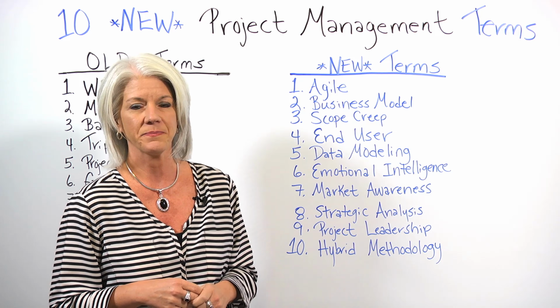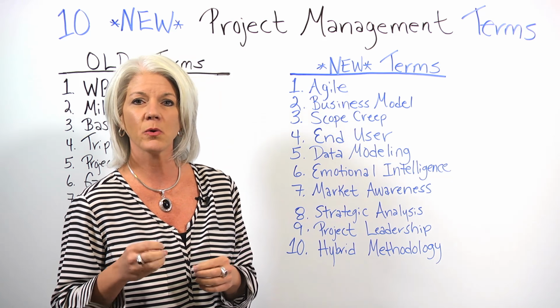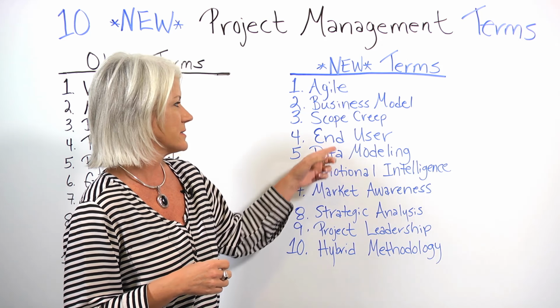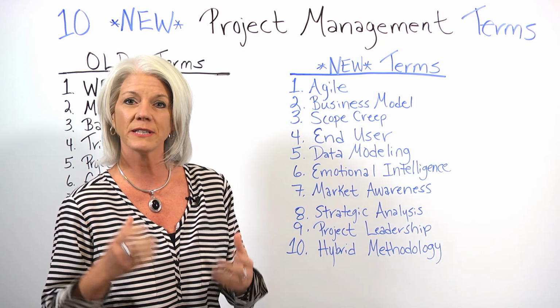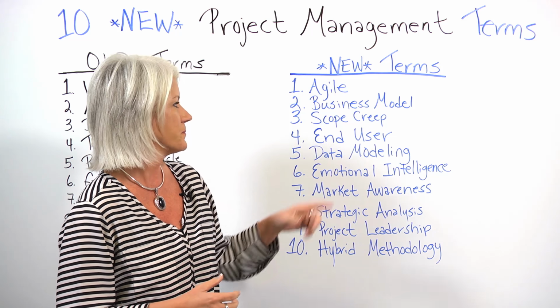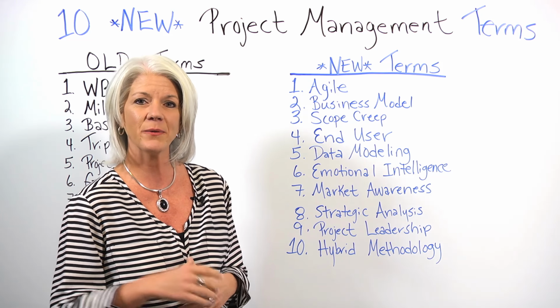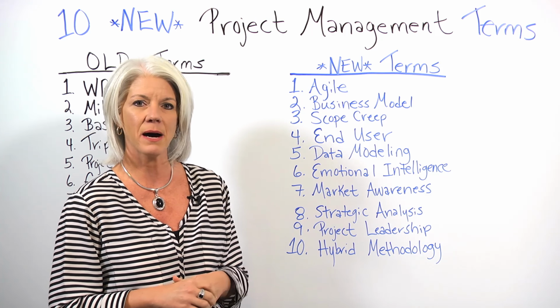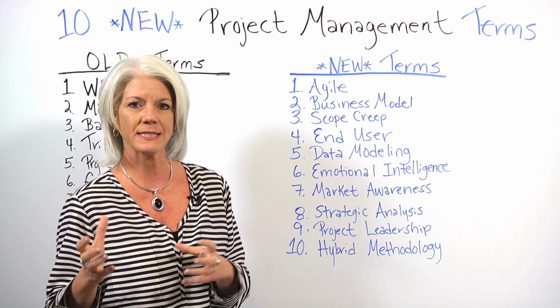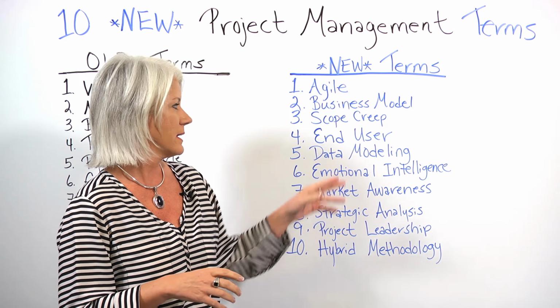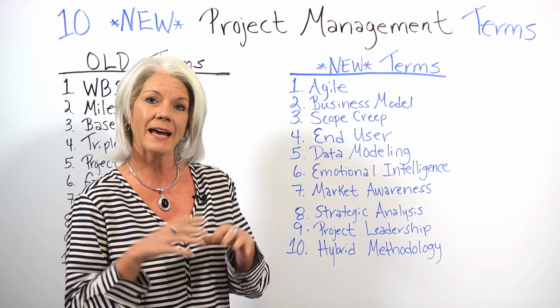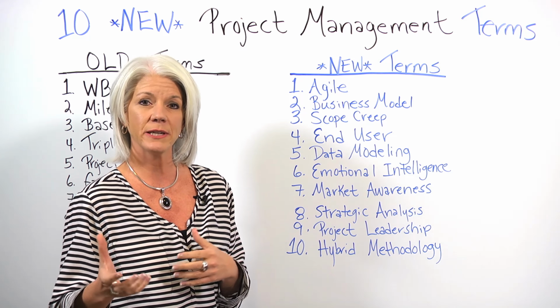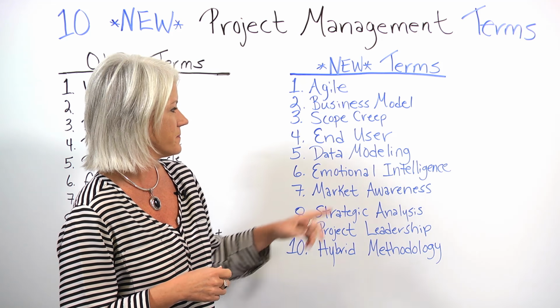The end user. We talk about end user because more companies are more concerned these days about customer experience. The end user, what their needs are and how they respond to the product or service. The next term is data modeling. Data modeling looks at the data that your repository is built on and how to structure that data so that you can know how to access it more efficiently.